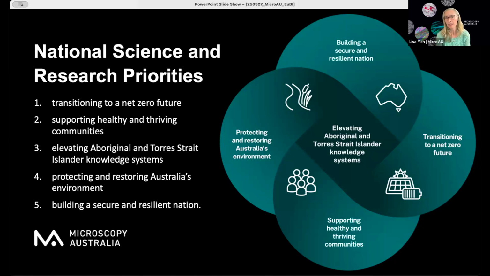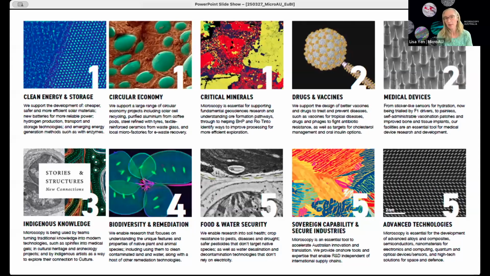And one of the reasons I wanted to mention that is because for Microscopy Australia, we try to think similarly about how we can communicate where the relevance is for each of those national priorities across different application areas or different research communities that we're supporting. So, for example, under that first one, net zero, we've got 2 examples there about clean energy and storage. So, trying to have less harmful materials used in solar cells or in batteries so that they offer cleaner and more sustainable energy and storage solutions.